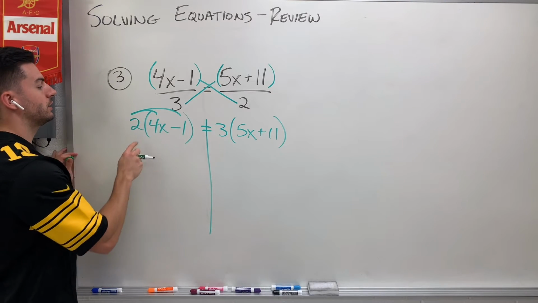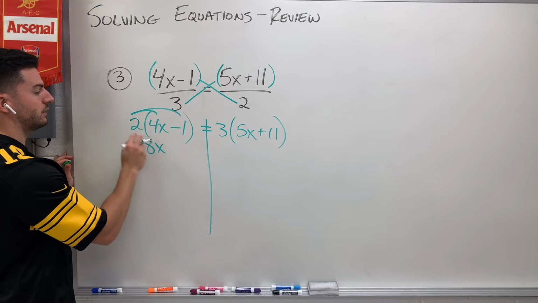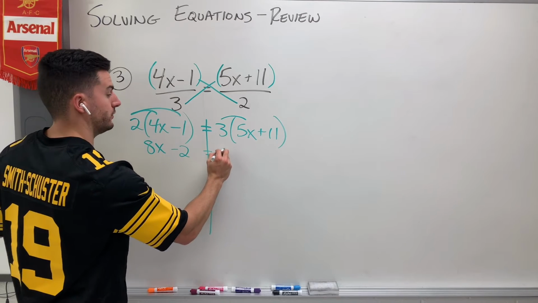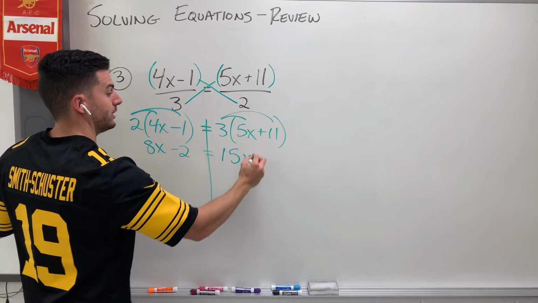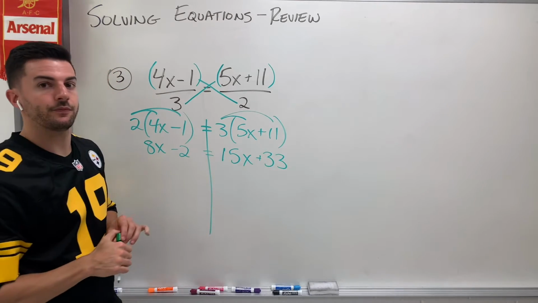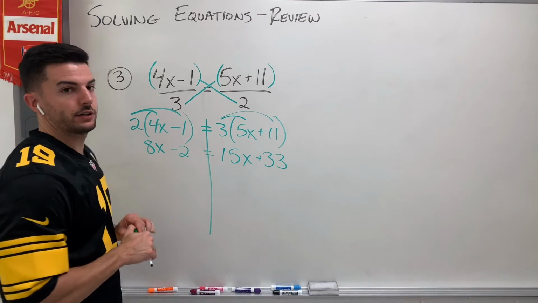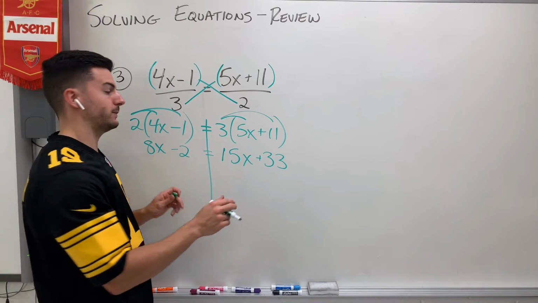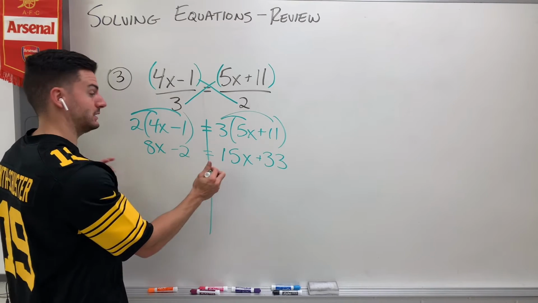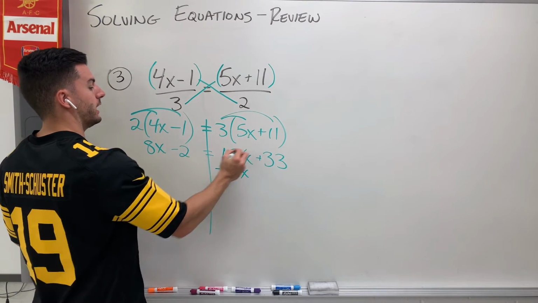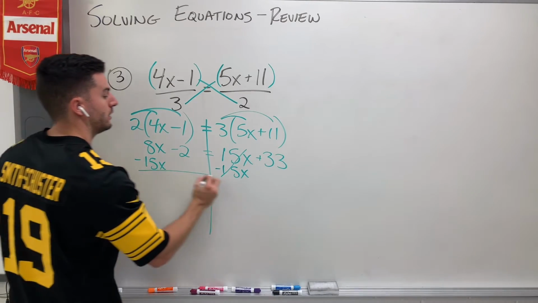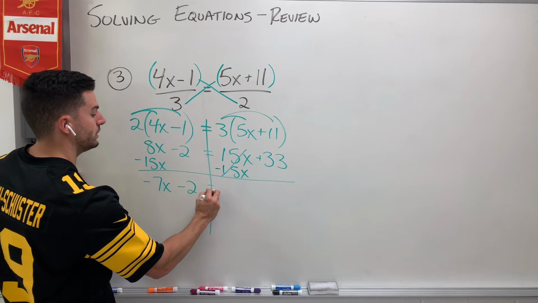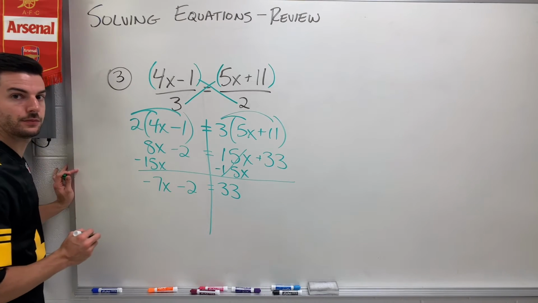So I would do 2 times 4x is 8x. 2 times negative 1 is negative 2. On the other side, 3 times 5x is 15x. 3 times 11 is 33. And so from here, what I'm doing is getting the x by itself. Or before I get the x by itself, I have to cancel one of these out because there's 2 x's. So I'm going to minus this 15x from both sides. When I do that, I'm left with negative 7x minus 2 equals positive 33.